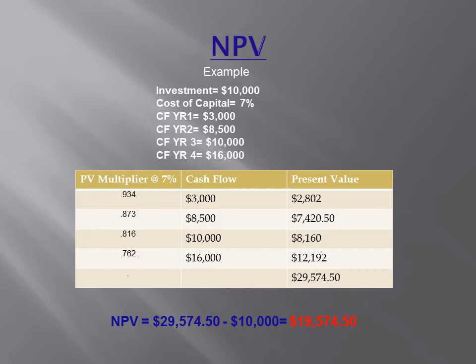So the total present value for this particular investment over this particular time frame at this cost of capital will be $29,574.50. So you subtract that amount from your initial investment of $10,000, and you have a net present value of $19,574.50, which means that you should accept this particular project.